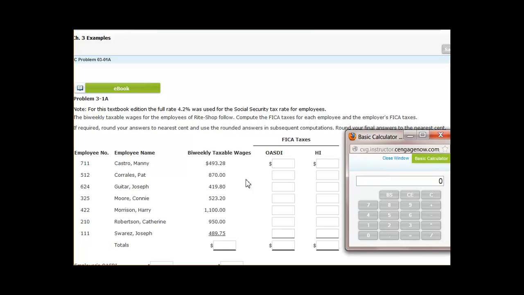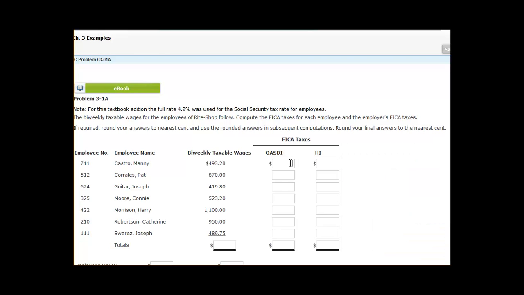So you can see how I'm calculating the employees' OASDI, which is Social Security, at 4.2%, and the HI, which is the Medicare tax rate, at 1.45%. For the first one, we have $493.28, and we're going to multiply that times 0.042, which is 4.2%. We just moved the decimal place. And we end up with 20.71776.